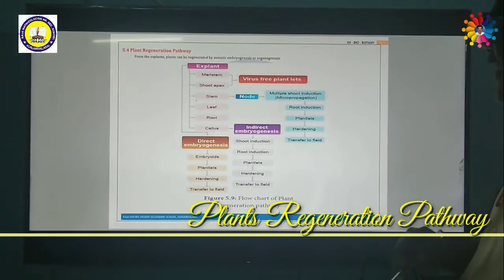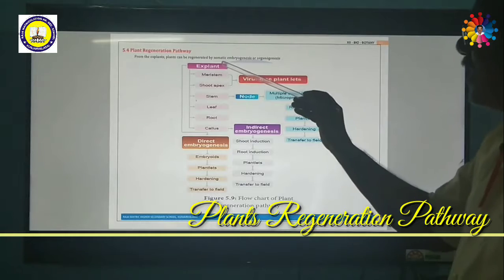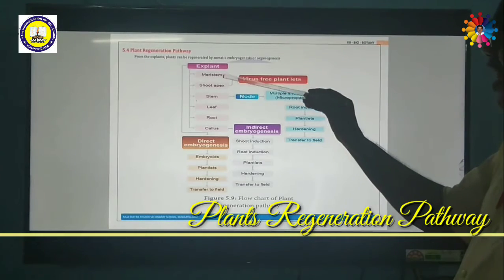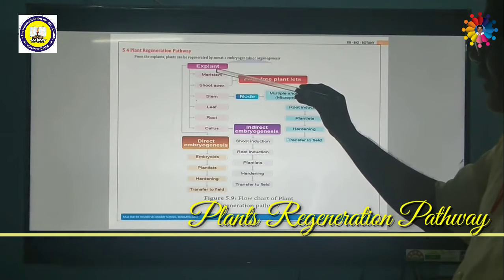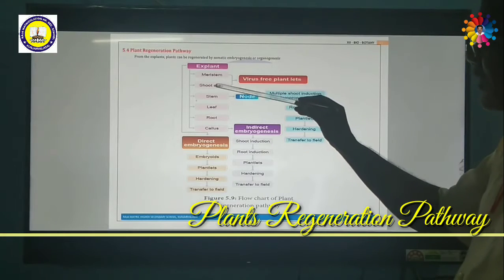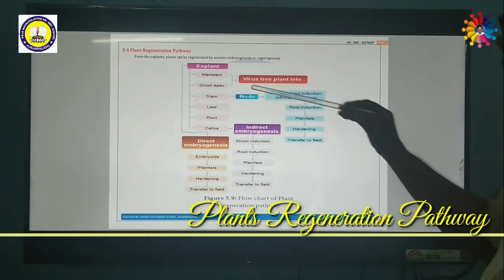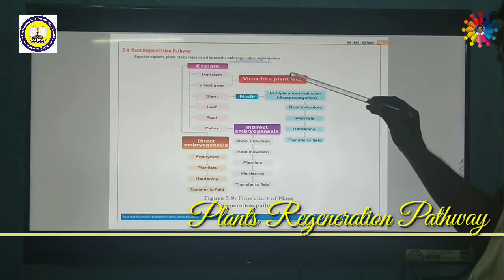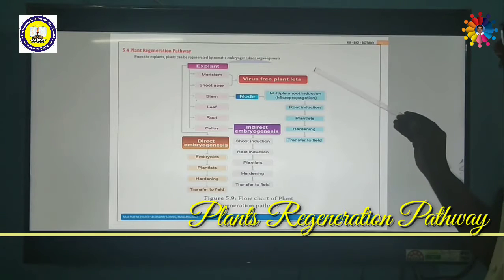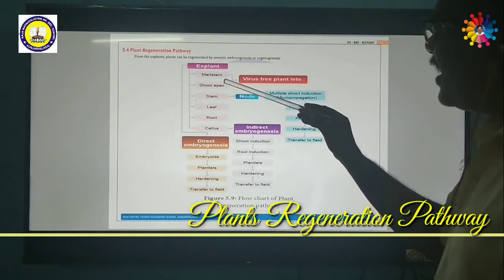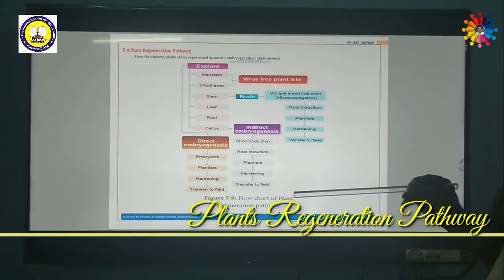That is called an explant. That means we can take up meristem or shoot apex, the tip of the shoot or root which has meristem. If you remove the meristem, we are able to produce a virus-free plant. So a plant free from virus can be produced with the help of an explant obtained from either meristem or shoot apex.